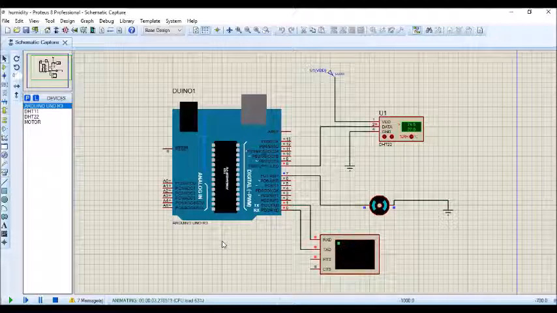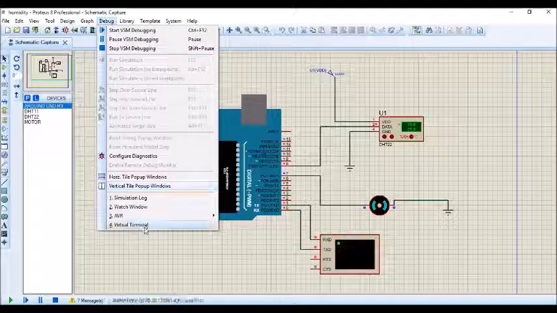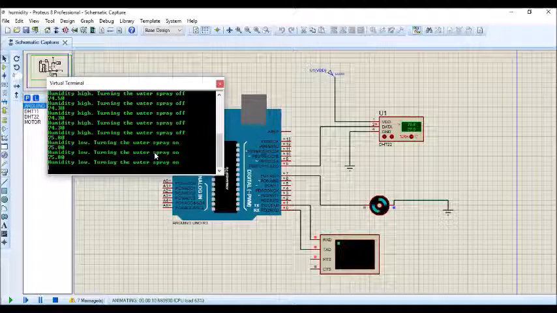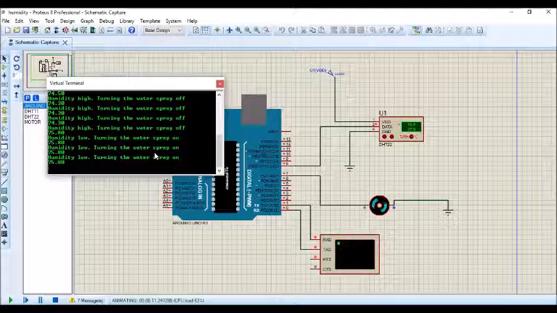Humidity is measured by using the DHT22 sensor as shown. The sensor values can be changed manually in this simulation. If the humidity of the environment is below the defined level, the sprays are automatically turned on. And if the humidity level exceeds the defined level, the sprays are automatically turned off.